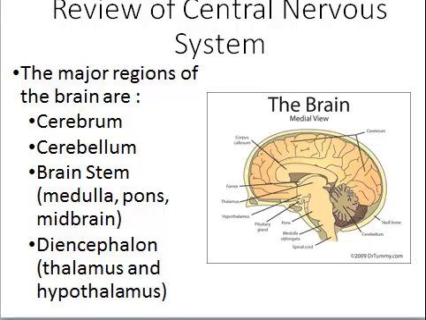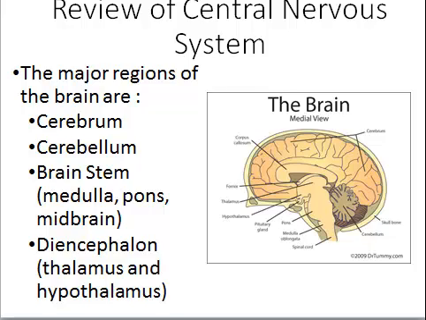Central nervous system consists of our brain and spinal column. The major regions of the brain are the cerebrum, the cerebellum, the brain stem, which consists of the medulla, pons, and midbrain, and the diencephalon, which is our thalamus and hypothalamus. So the cerebrum is the largest portion of the brain. You can see it up here. This is our cerebrum, and it coordinates sensory data, motor functions, and many aspects of intelligence and reasoning.